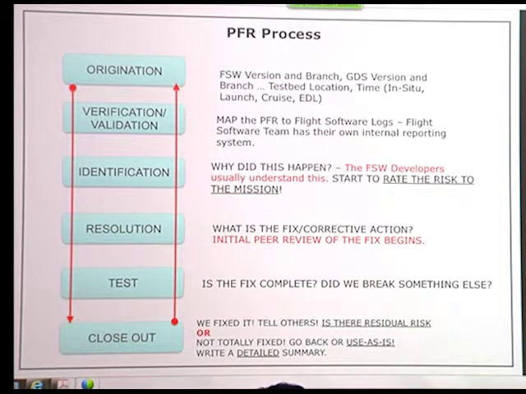So once the software is fixed, it's then up to the test team to go back to the environment where the problem first occurred and attempt to rerun the newer version of the flight software, or the newer branch, and to see if the fix is complete. And sometimes the fix works, and sometimes they come back and say, oh, you actually broke something else, or they'll say, oh, the fix is not complete. We need to also take into account these other considerations.